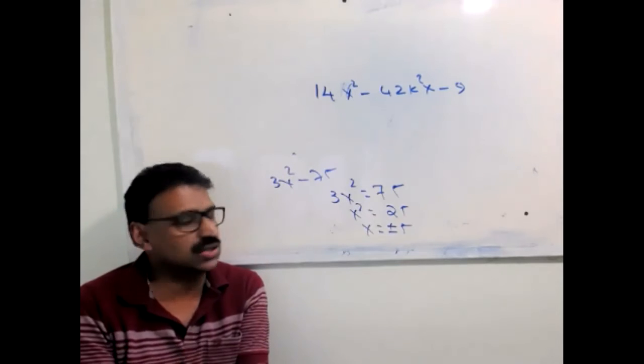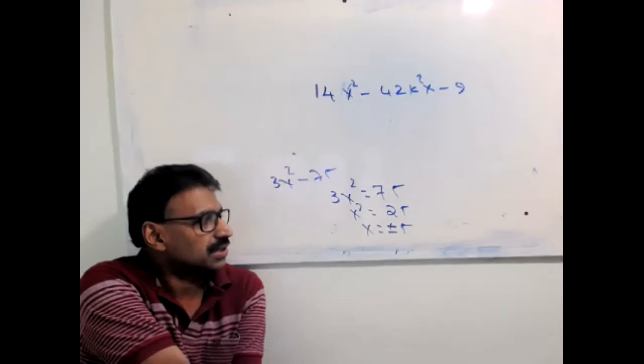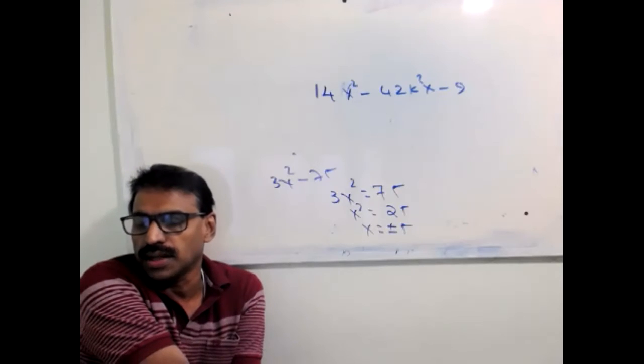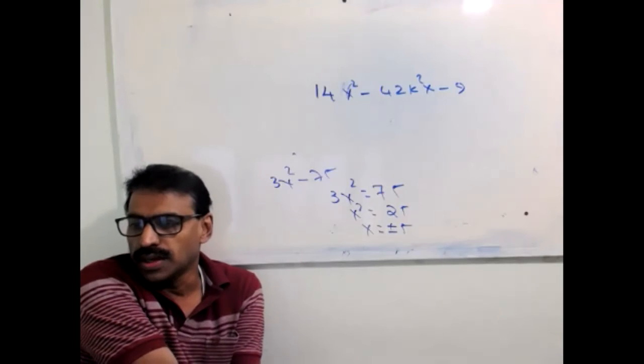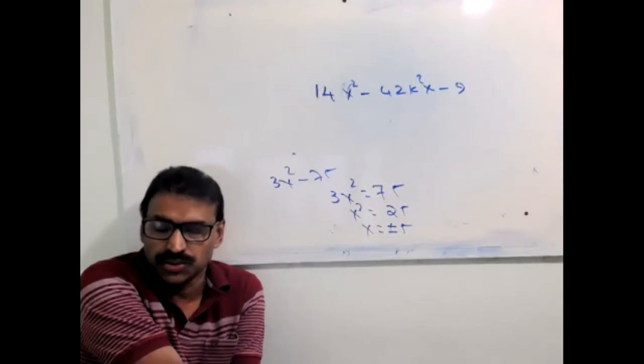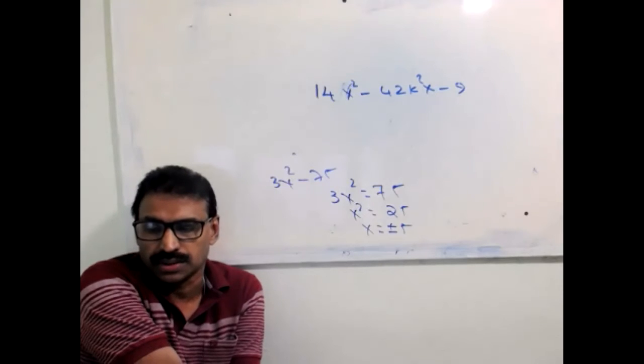Okay. Look here. 3x square equal to 75, so x square equal to 25. x equal to plus or minus 5. Clear now? Like a square equal to 49. a square equal to 49. a is what?